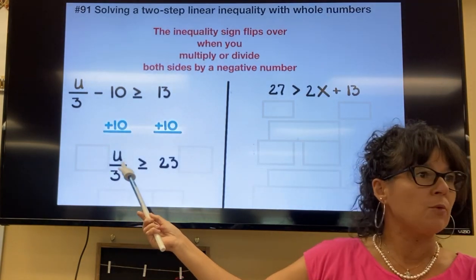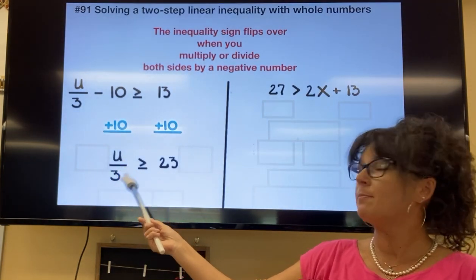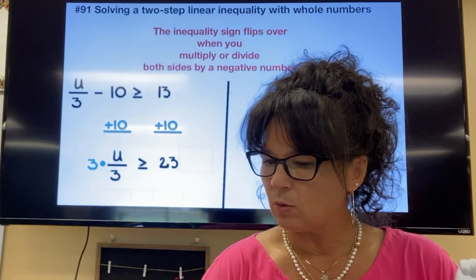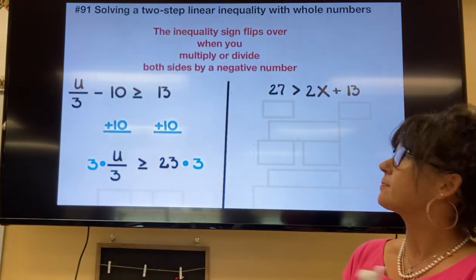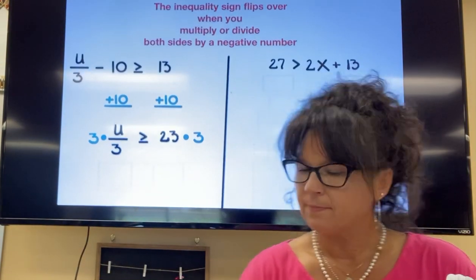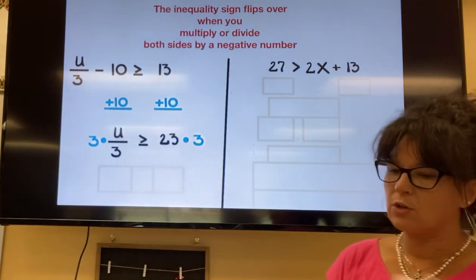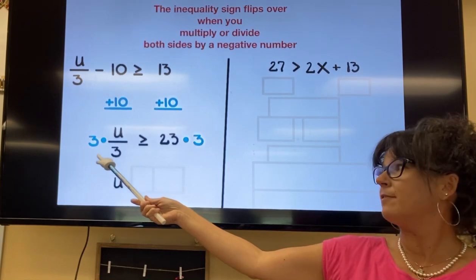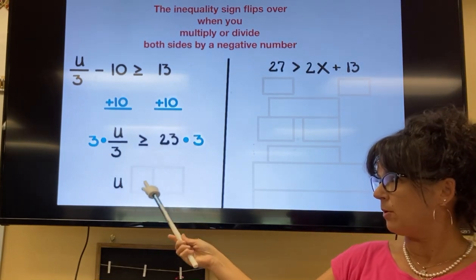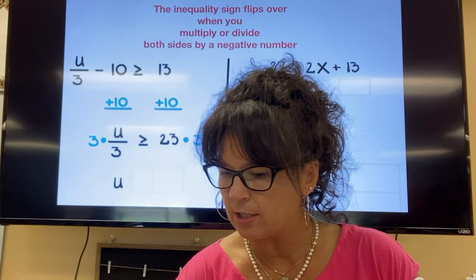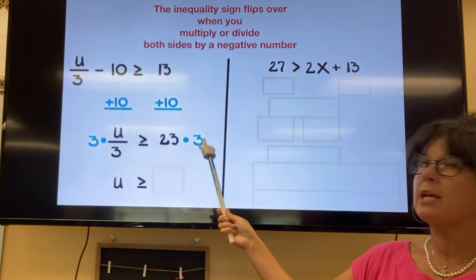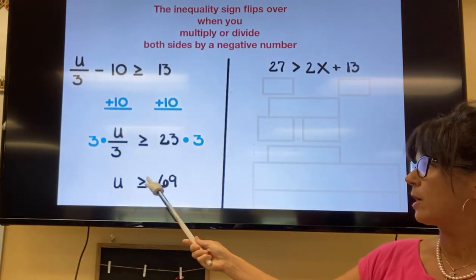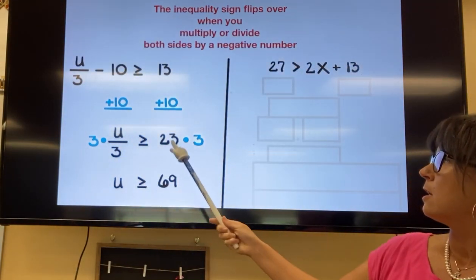Now to finish getting u by itself, I'm going to get rid of the divide by 3 by multiplying both sides by 3. So what I do to one side, I do to the other. And then finally, this 3 gets rid of this 3, so u is by itself. I didn't multiply by a negative number, so the inequality symbol is still going to go the same direction. And 23 multiplied by 3 is going to be 69. So I have u is greater than or equal to 69.